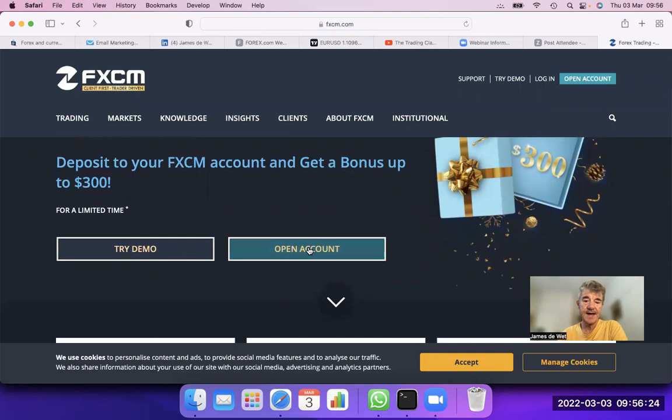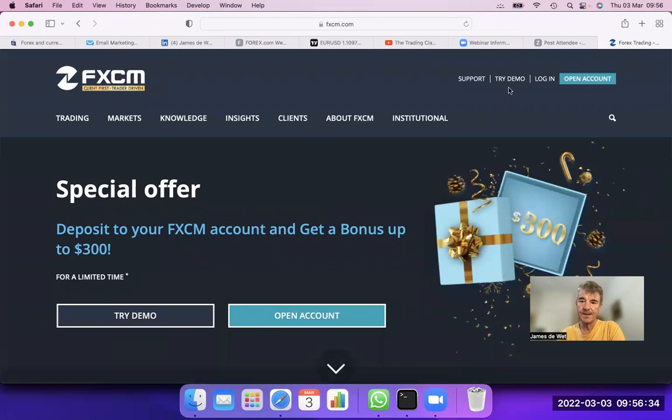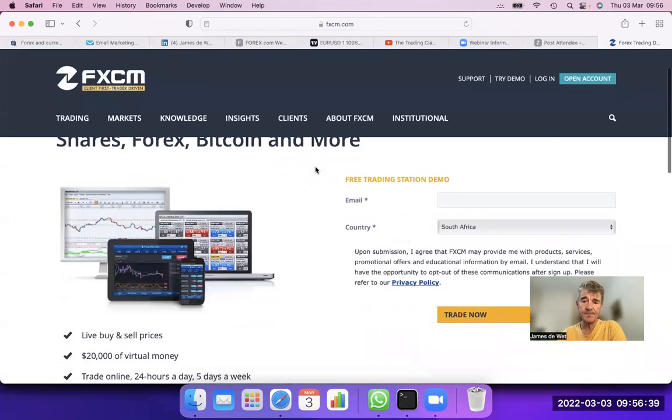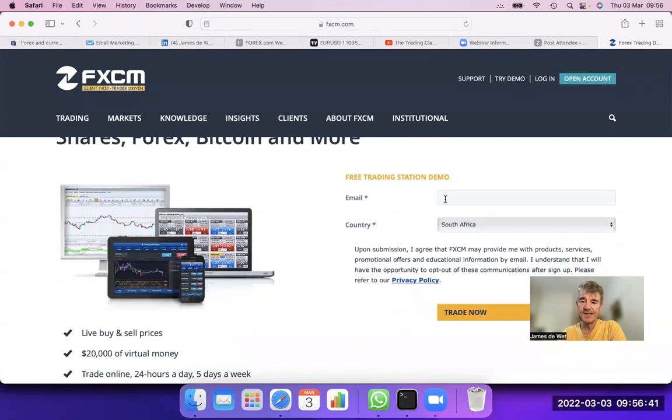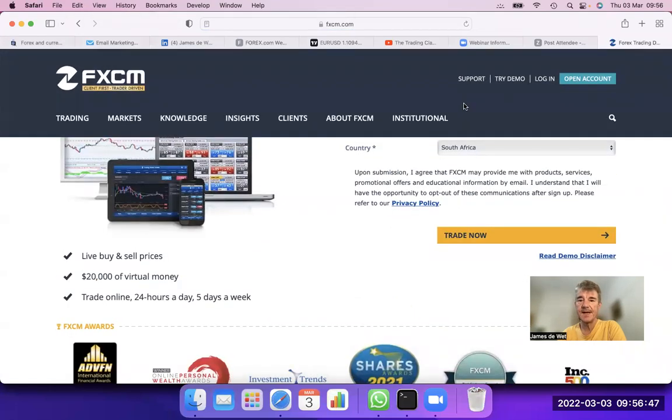And you can again open a demo or a live account with them. I'm not sure if they have a mini account. I'm not sure what the minimum amount is, but if you go try demo, it's a really good trading platform. You just enter your email and country, etc., and they'll let you straight in. Okay, so that's that.